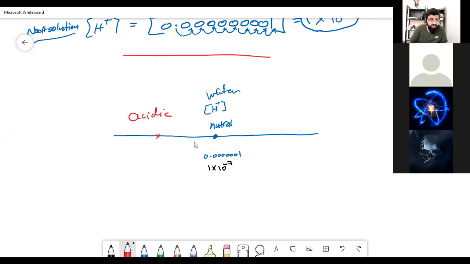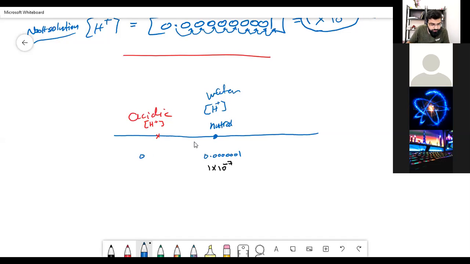What about if you choose a point below neutral, acidic? Who can give me an example of acidic concentration of H plus? HCl in water, a solution of HCl in water. But what do you expect? Expect a concentration of H plus in this solution. Give me a number, an expected number.